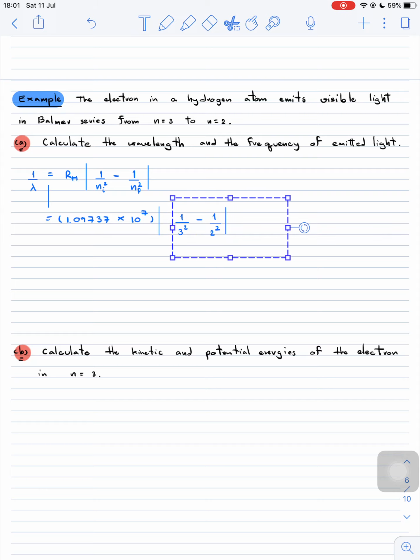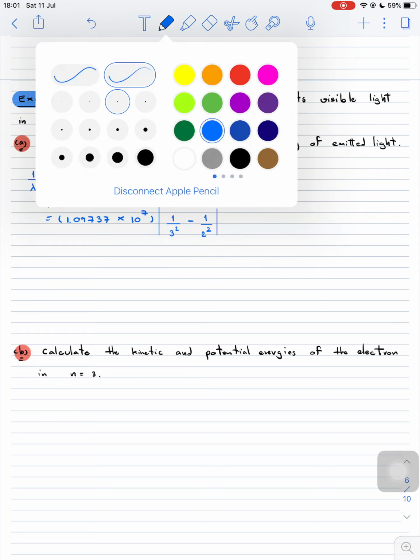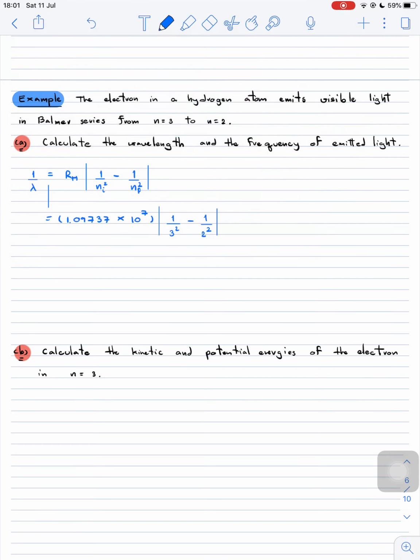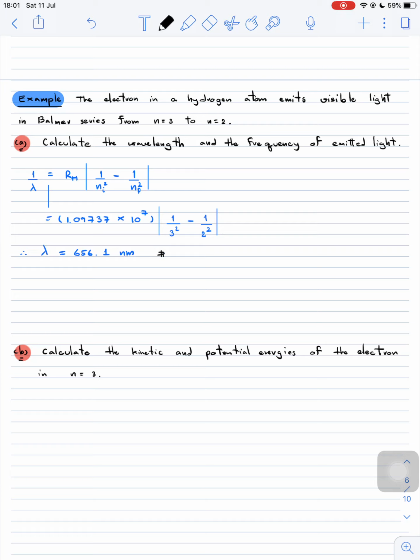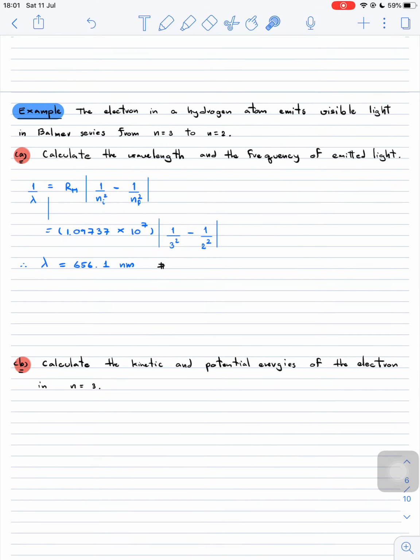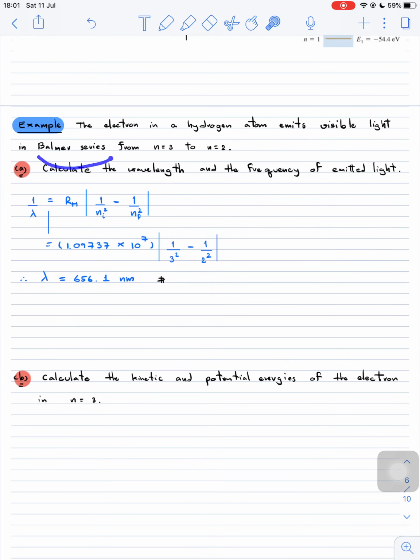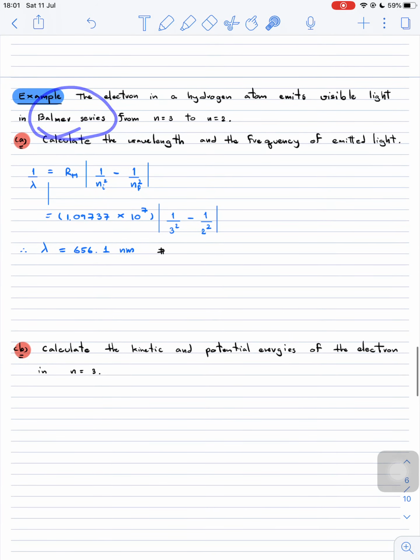The rest is just algebra. You can just solve for the wavelength. So finally we get that the wavelength is equal to 656.1 nanometers, which is the answer. Now you can see that this value is in between 300 nanometers and 700 nanometers. It means that this is visible light. Making sense, right? Because in the Balmer series we have visible light.